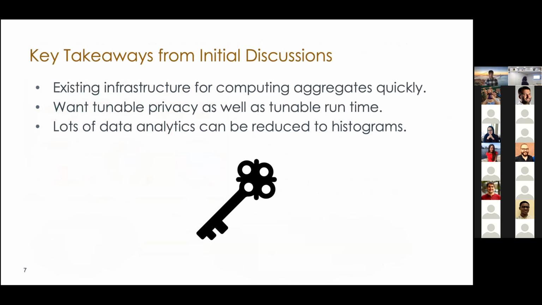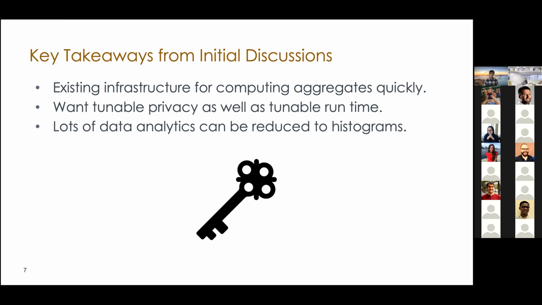After meeting with lots of different teams about where differential privacy could be included, there were several key takeaways. One was that there's a lot of existing infrastructure for computing aggregates very quickly on distributed data. So we don't want to just replace this existing infrastructure. We want to build algorithms that can utilize these systems so that we can get the scalable solutions that these systems already provide.